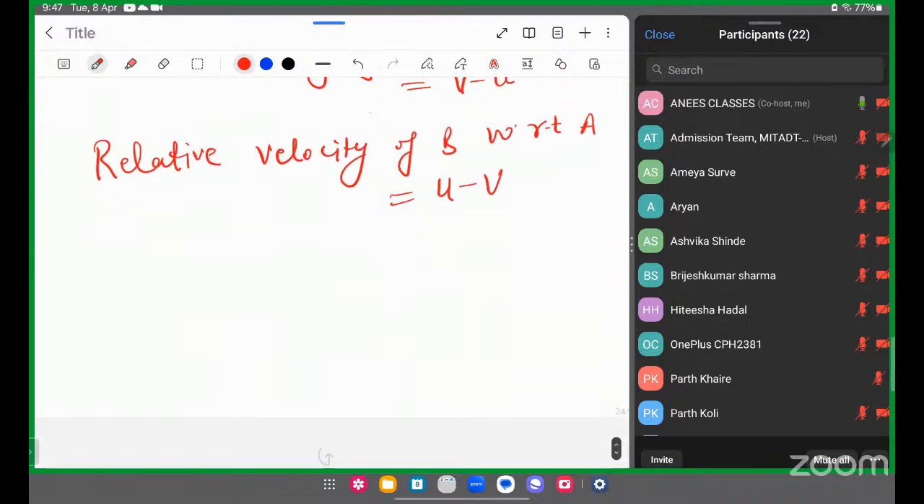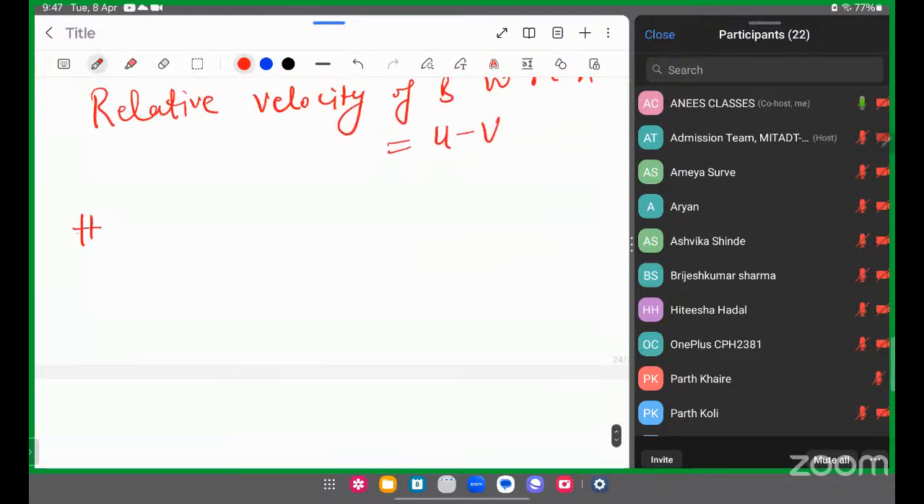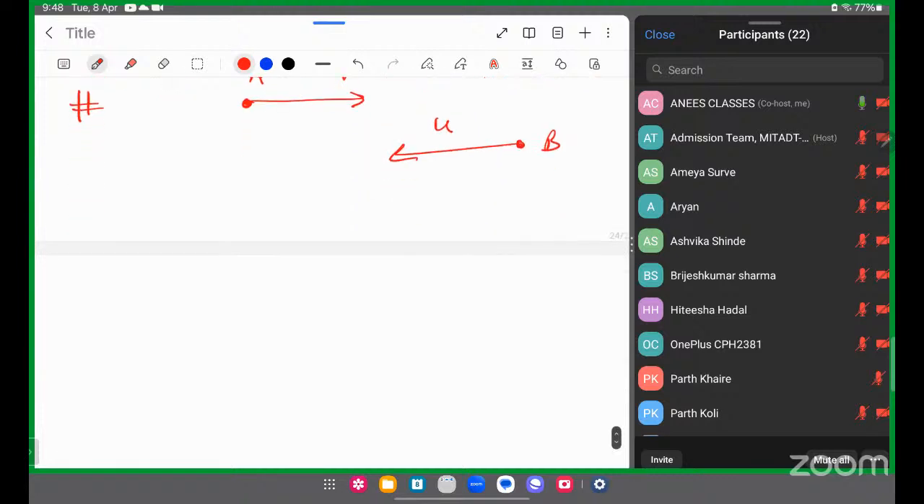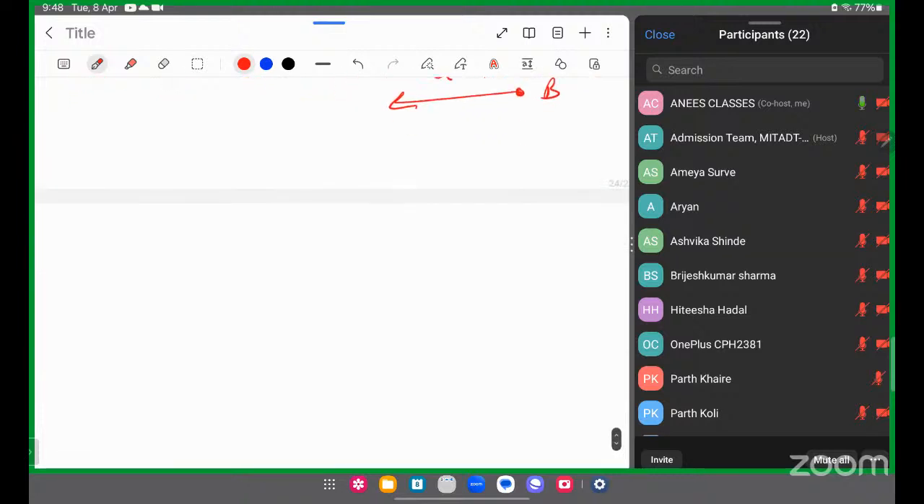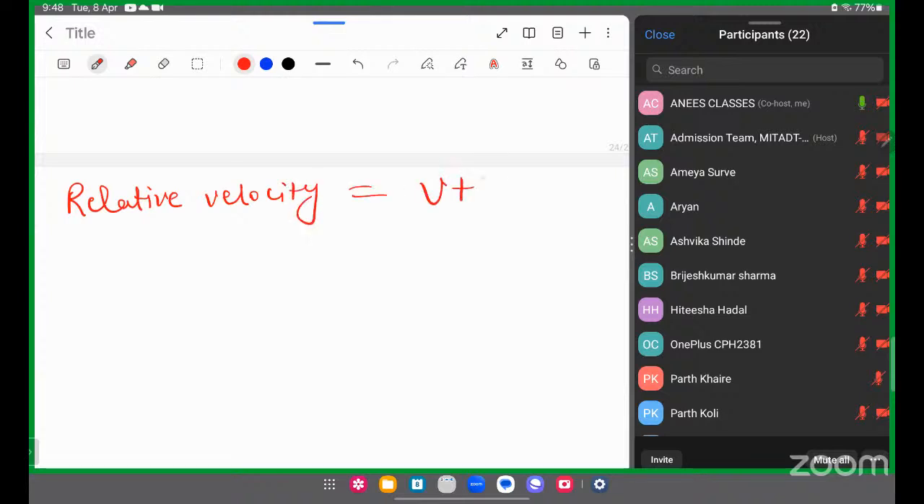Next point is, if they are moving in opposite direction, person A with speed V, person B with speed U are moving in opposite direction to each other. In that case, relative velocity for both of them will be V plus U. Relative velocity of A with respect to B, relative velocity of B with respect to A will be V plus U.